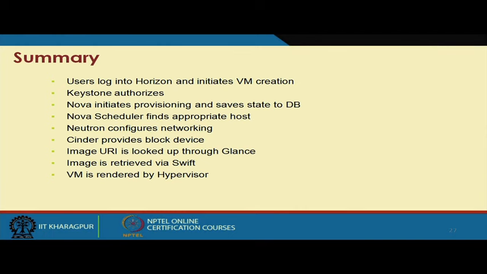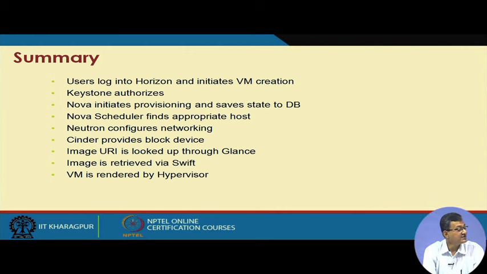So, in summary, a quick overview of the whole of OpenStack: the user logs in to Horizon and initiates the VM creation, Keystone authorizes it, Nova initiates provisioning and saves state to the database, the Nova scheduler finds an appropriate host, Neutron configures the networking aspects, Cinder provides block devices, the image URI is looked up through Glance, the image is retrieved via Swift, and the VM is rendered by a hypervisor. So, this is an overall brief overview.